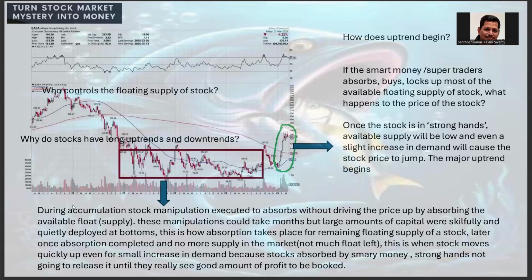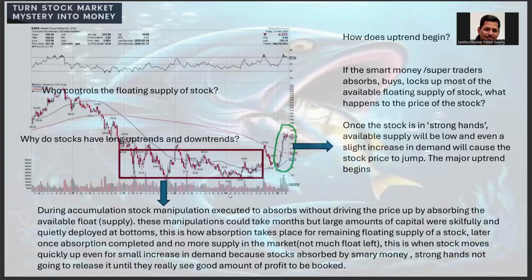So, what was the stock manipulation happening during this time? During accumulation, stock manipulation is executed to observe the available float, actually the supply, without driving the price up. This manipulation could take months, but large amounts of capital were skillfully and quietly deployed at the bottom. This is how observation takes place for the remaining floating supply of a stock.